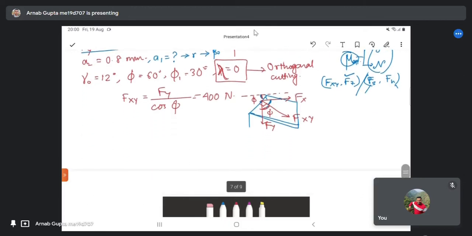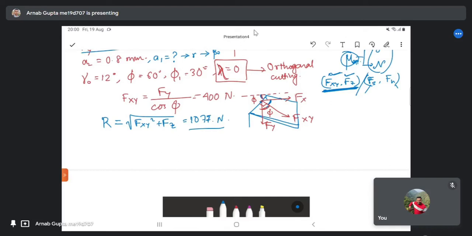Next you have to construct. You now have this one set of forces. Fz, and Fxy is also known to you. Now you can find out the other force values. How? For your convenience, you can find out R, that is the resultant force. It is nothing but the square root of Fxy square plus Fz square. That will come out to be around 1077 Newtons. Okay. So R we know.